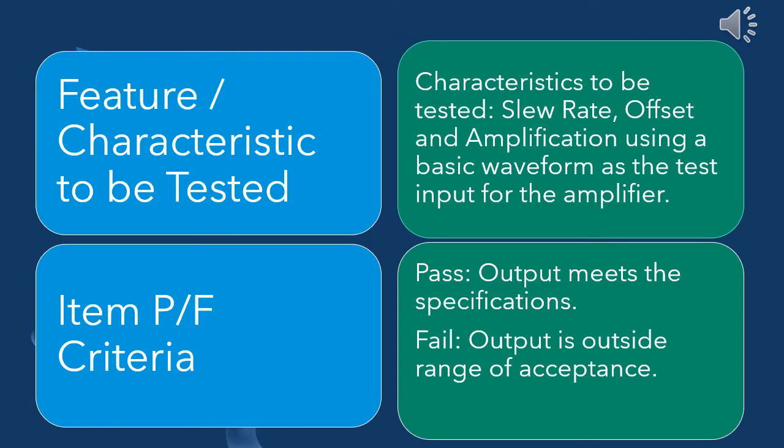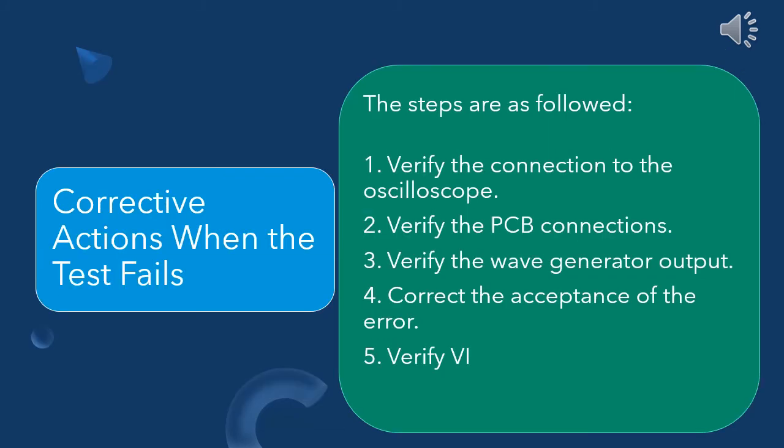Feature or characteristic to be tested: the slew rate, offset, and amplification, using a basic waveform as the test input for the amplifier. The pass-fail criteria is the following. If the output meets the specifications, it passes; it fails if the output is outside of the range of acceptance. For the corrective actions when the test fails, the steps are as follows. We will verify the connection to the oscilloscope, verify the PCB connections, verify the wave generator output, correct the acceptance of the error, and verify.